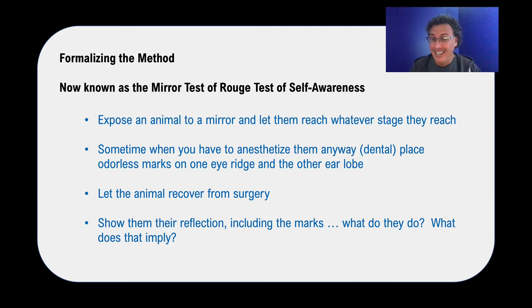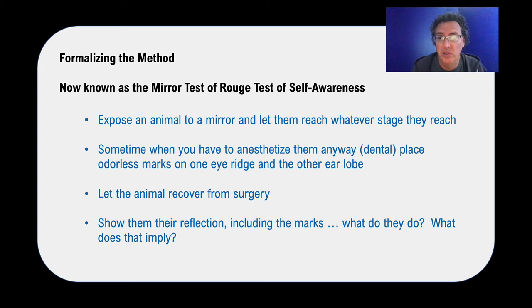And so while they were anesthetized, what he did was place rouge, red marks, on one of their earlobes and one of their eyebrows. He was very careful to make sure that the stuff they used for these marks were odorless and tactileless, so they didn't feel like anything. They didn't cause any itch or anything like that. So there's every reason to believe that when the animal wakes up, they can't see these parts of them, so they wouldn't know it's there, right? And so now you bring the animal back to the cage, you let it recover from the surgery, and sure enough, during this recovery period, the animal isn't doing anything particular to their face.